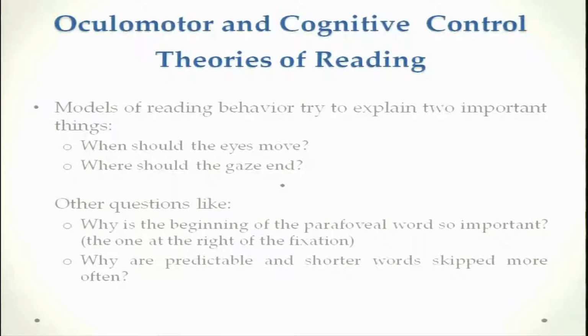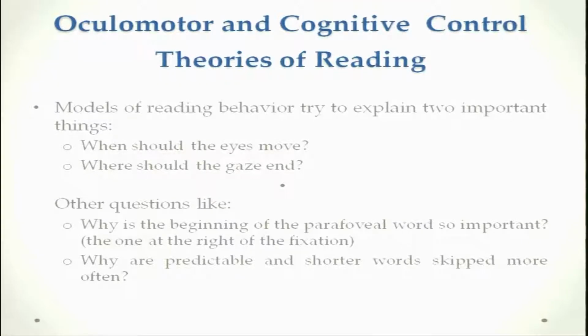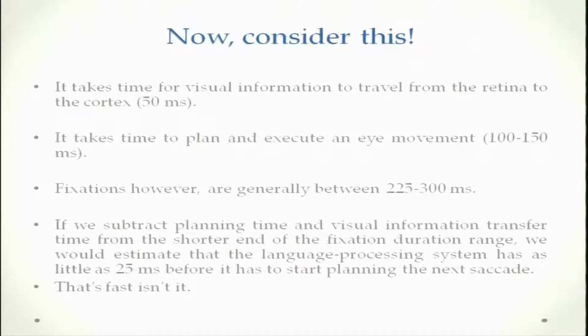Now, let us move towards theories of reading a little bit. I will not cover all the theories, but let us just talk about what kind of reading theories exist. Models of reading behavior try to explain at least two things. First is, when should the eyes move, what is the time course of movement of the eyes, and the second is, where should the gaze end, where do you really stop. And there are obviously other questions, like why is the beginning of the parafoveal word so important, why do we really want to read the second word, or, for example, why are predictable and shorter words skipped more often than longer words. Those are also questions which people really talk about.